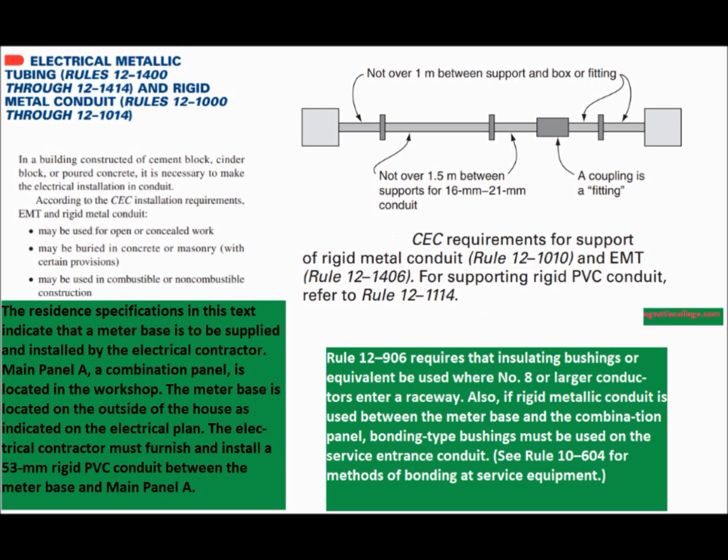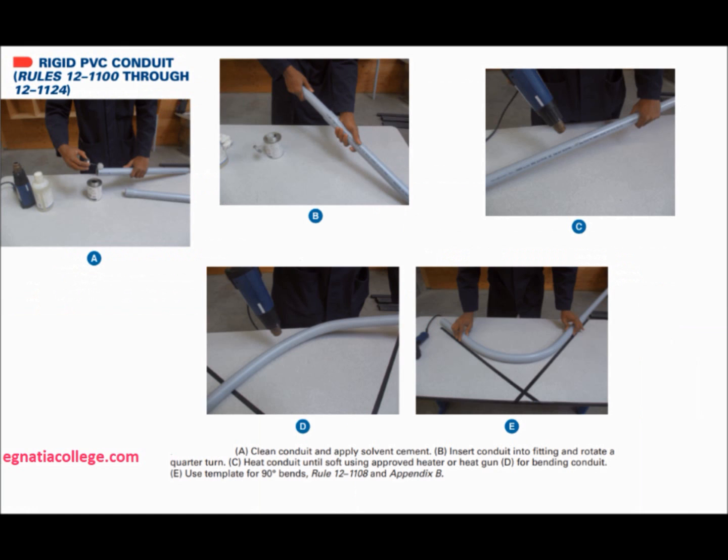The plans indicate that EMT is to be run from the workshop to the attic. Properly installed EMT provides good continuity for equipment bonding, a means of withdrawing or pulling in additional conductors, and excellent protection against physical damage to the conductors. Rigid PVC conduit.